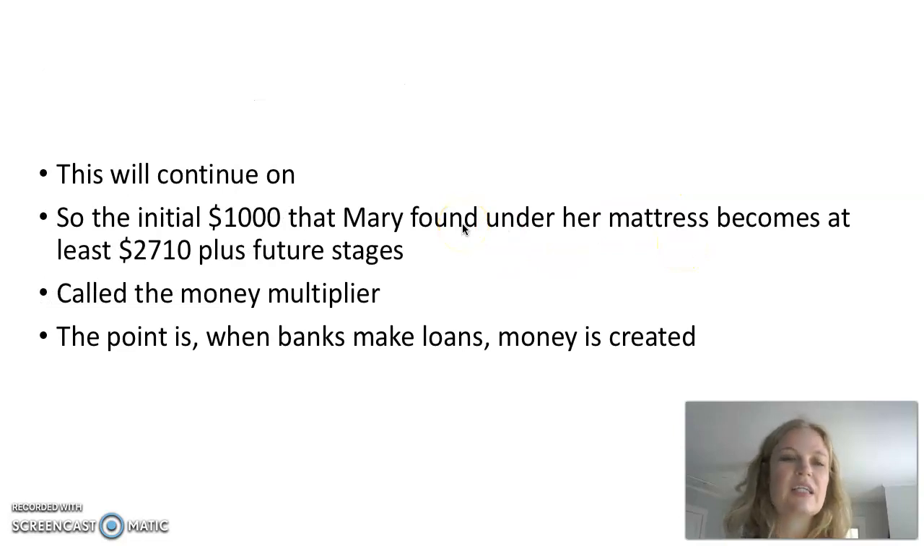So basically, this is going to continue on and on and on. So the initial $1,000 that Mary found under her mattress becomes at least $2,710 plus future stages. I must have done a few stages when I made this. This is called the money multiplier. So loans multiply into more money. So you don't really have to understand this, but the point is loans equals money. So when the Federal Reserve wants more money, it's encouraging loans.